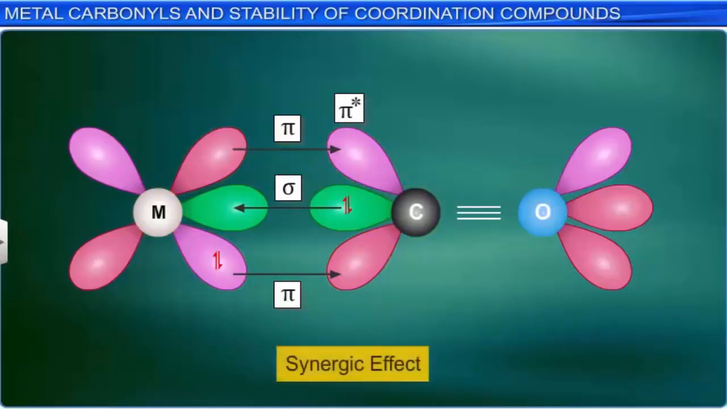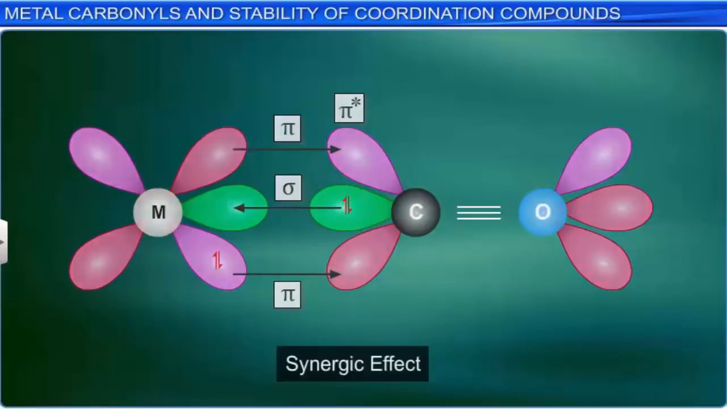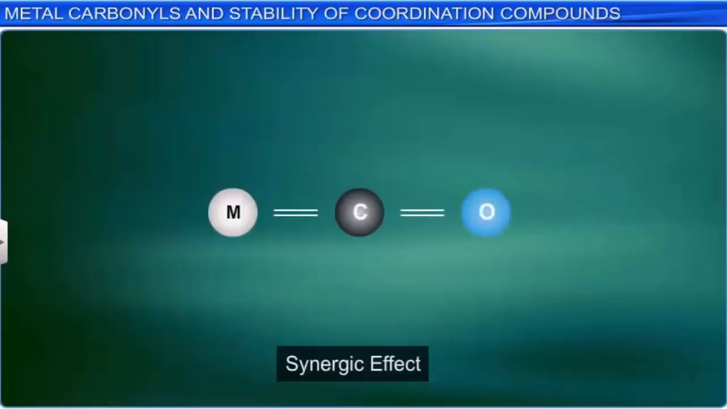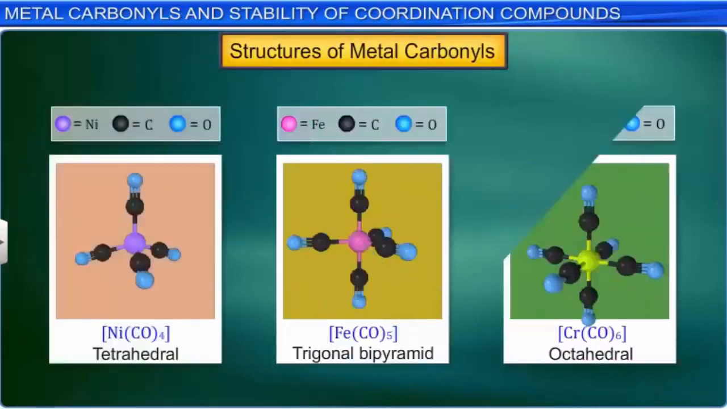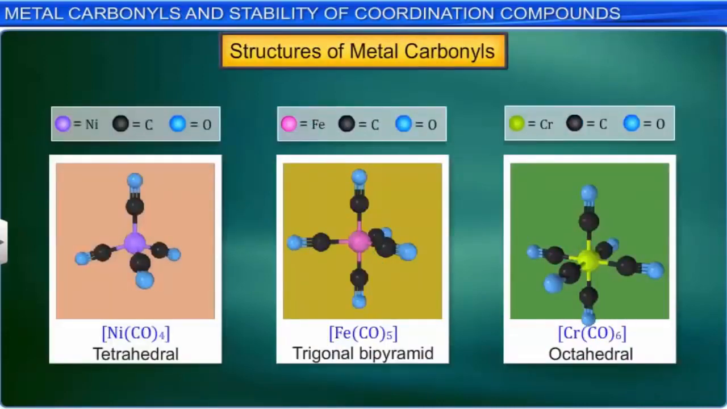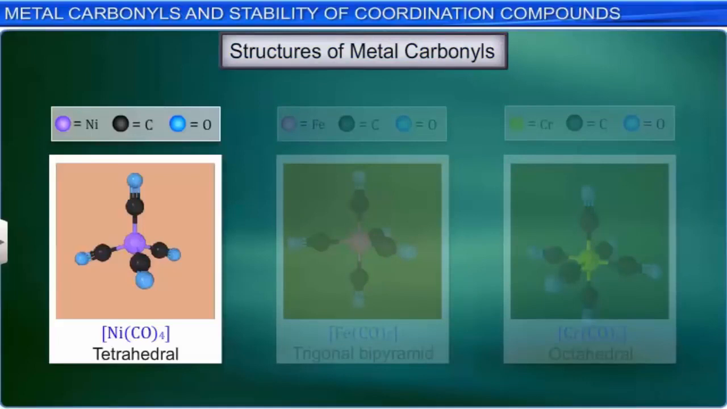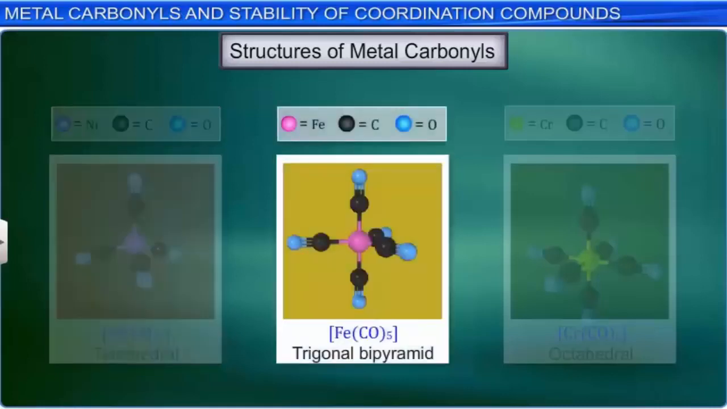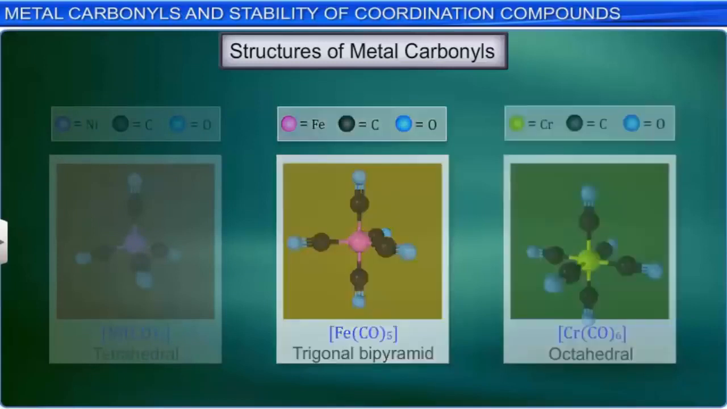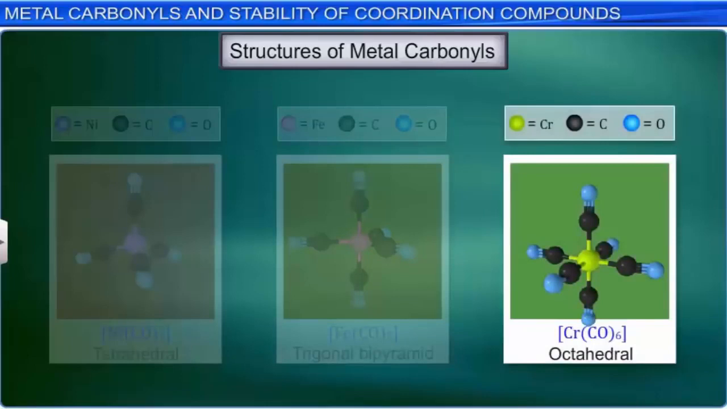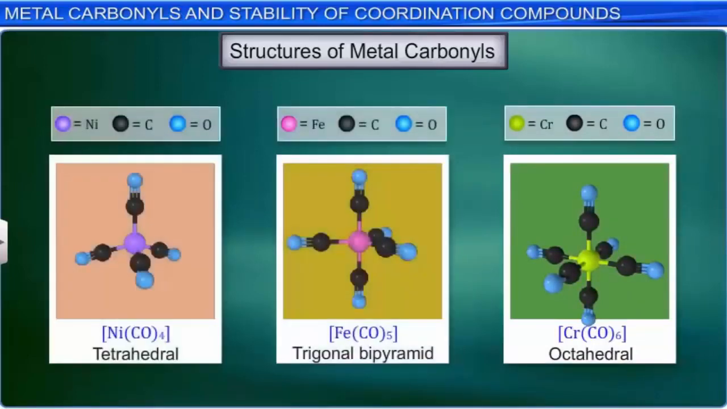Carbonyls have simple and well-defined structures. For example, tetracarbonyl nickel(0) is a tetrahedral molecule. Pentacarbonyl iron(0) is trigonal bipyramidal, and hexacarbonyl chromium(0) is octahedral. Decacarbonyl dimanganese(0) is made up of two square pyramidal units joined by an Mn-Mn bond. The molecule octacarbonyl dicobalt(0) consists of two trigonal bipyramids with one edge in common.